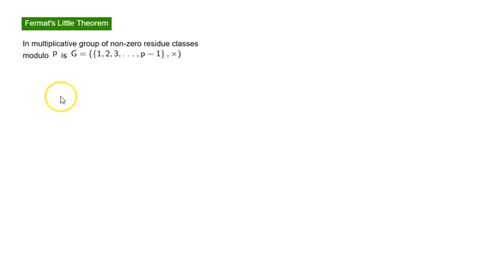Let us look at Fermat's little theorem. Now, this theorem is specifically for multiplicative groups, not additive groups. In the multiplicative group of non-zero residue classes modulo P, G equals 1, 2, 3, and so on up to P minus 1, because those are the only possible remainders under multiplication.